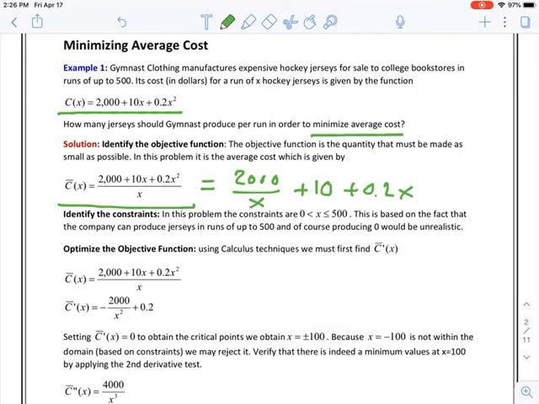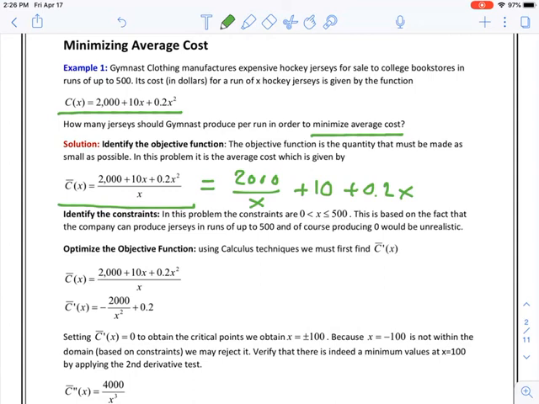Identify the constraints. In this problem, the constraints are basically numbers. They're numerical. There's not an equation. This is one of the few problems where there isn't an actual equation for a constraint. And that is that the number of hockey jerseys can't be less than 0, can't be equal to 0. We're going to manufacture at least one. But 500 is the maximum. And so that's step 2. Since there is no actual constraint, we don't have to do step 3.